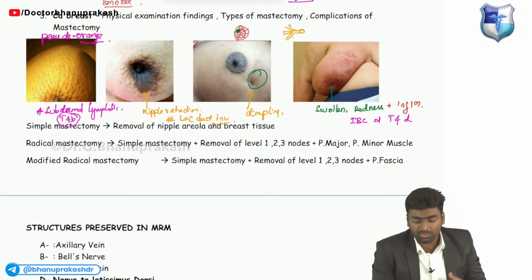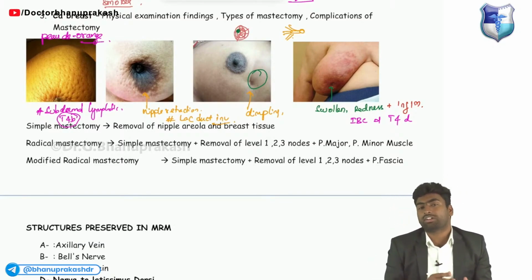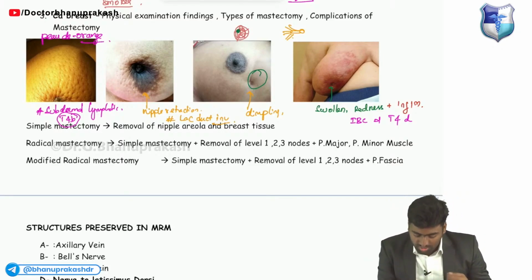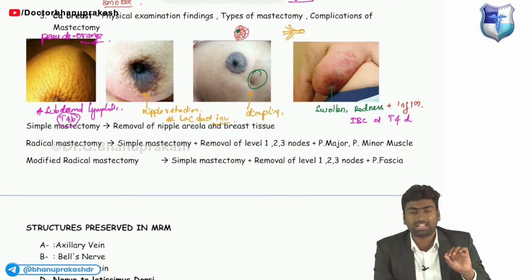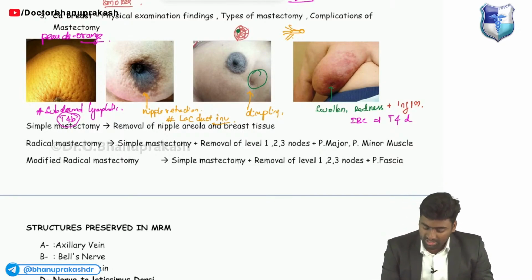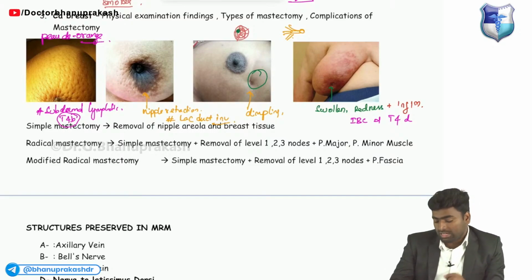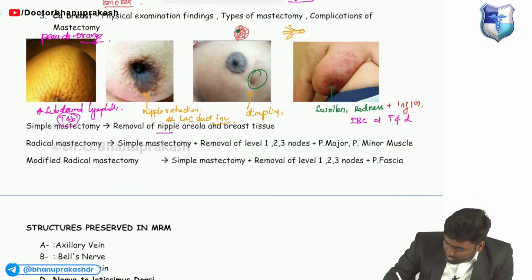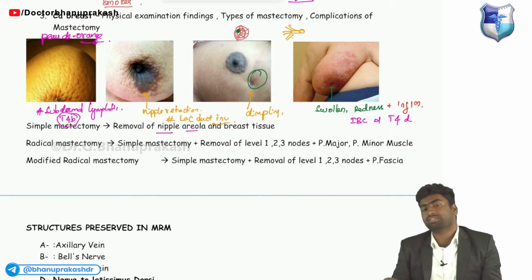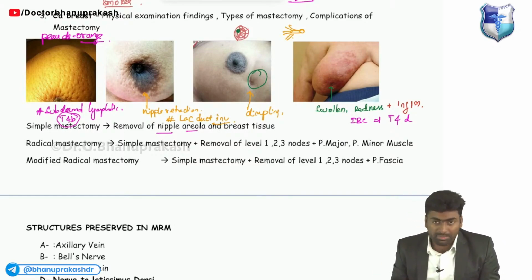So in a case of this type of breast cancer, we'll go for further surgeries. What can we do? For example, if it is a very small lesion, what will we do? We will just remove that lesion, which means there will be a simple mastectomy. Okay, we'll remove this part, and along with this we'll remove the nipple, areola and soft tissue, and the breast tissue which is affected. So it is a simple mastectomy, fine.